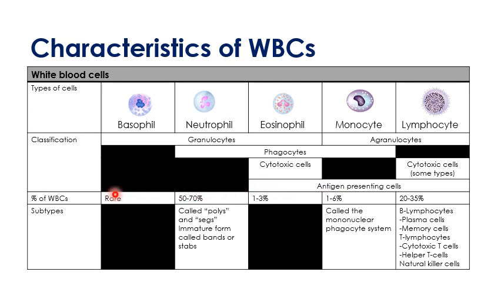If you look at the percentages of your white blood cells, your basophils are quite rare, your neutrophils are the most common, followed by your lymphocytes, and then your monocytes and your eosinophils. And then you get different subtypes of your white blood cells.